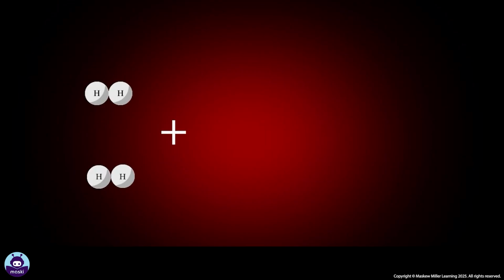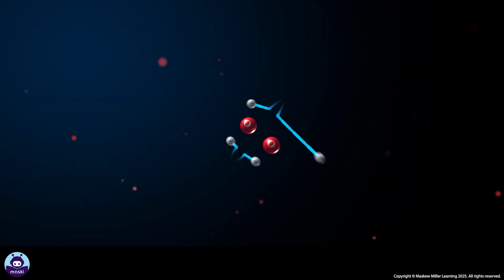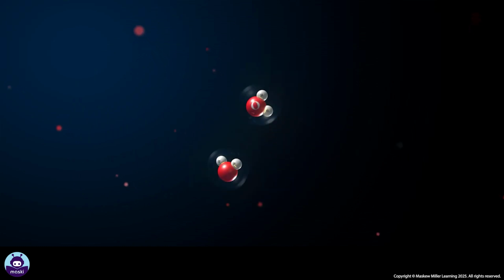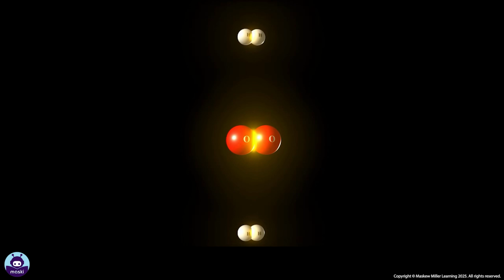In a chemical reaction, the atoms of the reactants are rearranged and form a new chemical, the product. Here, hydrogen and oxygen atoms rearrange to give water molecules. The atoms in the reactant molecules are chemically bonded together. These chemical bonds are forces that hold the atoms together.